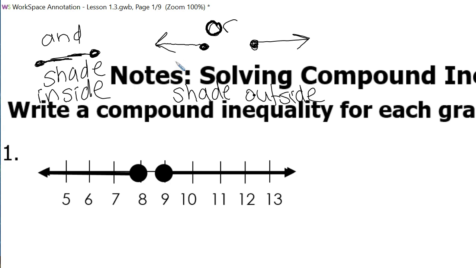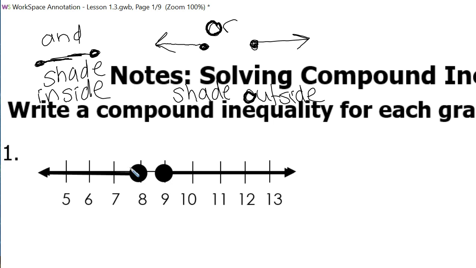So the first four problems, the instructions say to write a compound inequality for each graph. So looking at number one, here's our two endpoints. Did they shade inside or outside? Outside. If they shaded outside, what type of inequality is it? Or. So you need to have the word or right there in the middle.